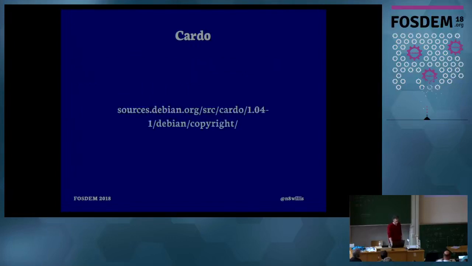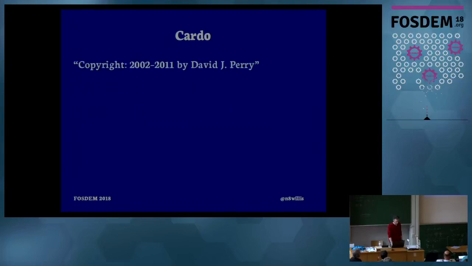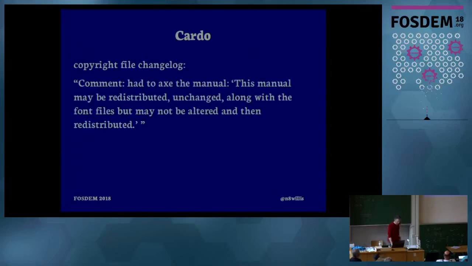Okay, the package is in Debian. Let's look at the copyright file there. Copyright David J. Perry. No mention of the reserved font name. How did that happen? There's a changelog that says we had to take the manual out because the manual has these weird conditions on it.